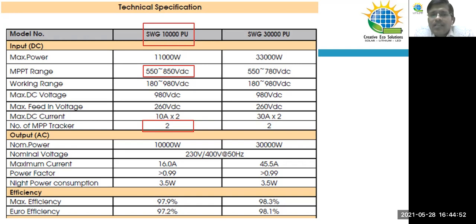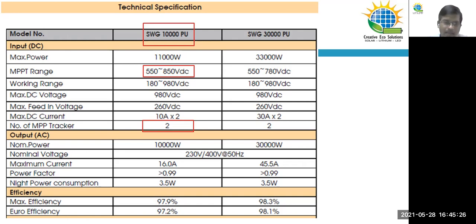Then I have to check the MPPT range. That's the reason we are looking at this data sheet, to design our string voltages. The MPPT range here says 550 to 850 volts. And we have to check how many MPPT trackers there are. There are two MPPT trackers over here. So this is a 10 kVA system, which is a three-phase inverter, and it has two MPPT trackers. Now remember that I have 30 panels over here.